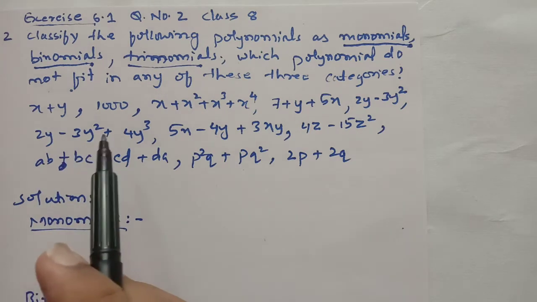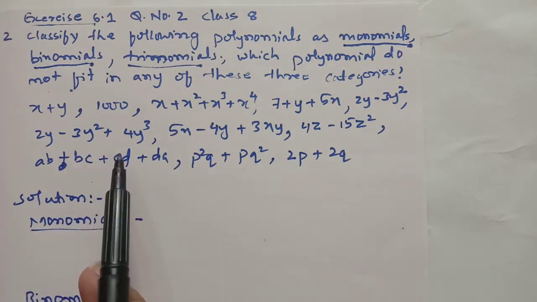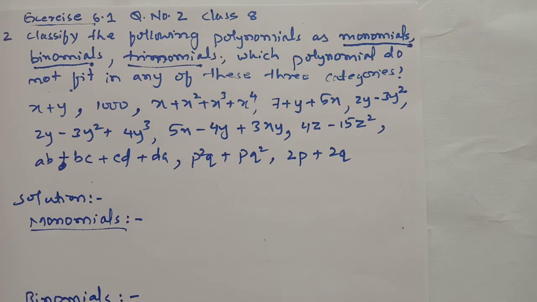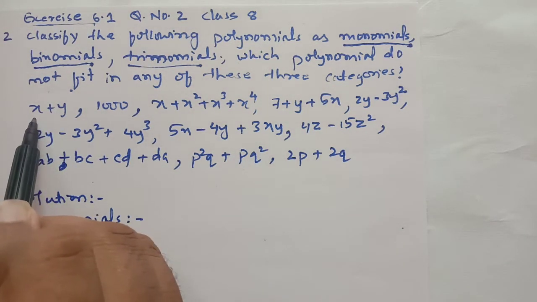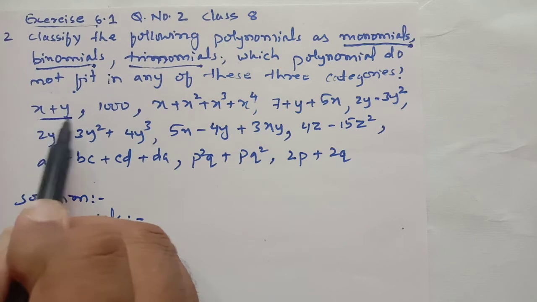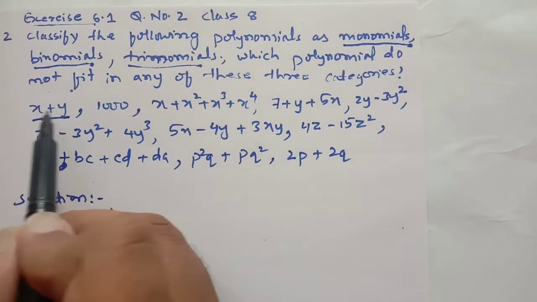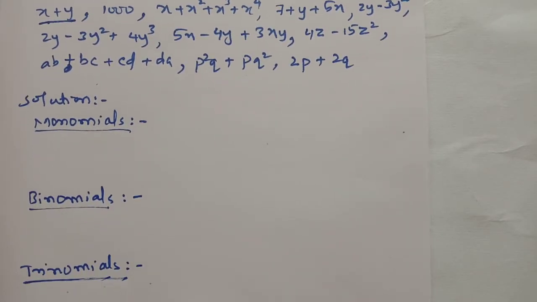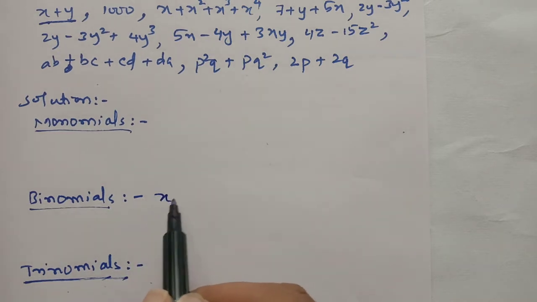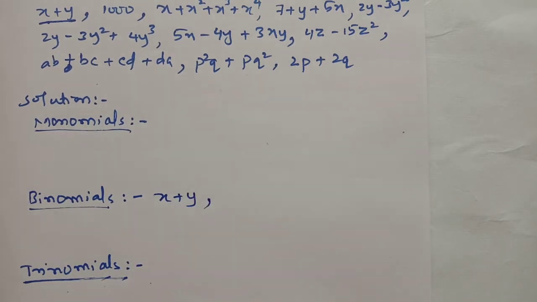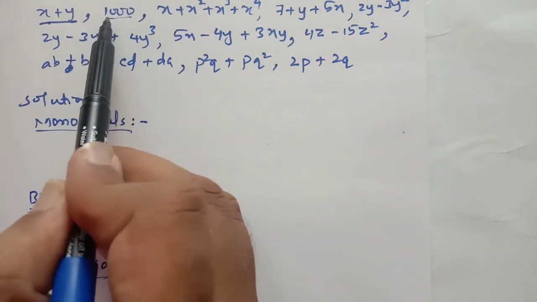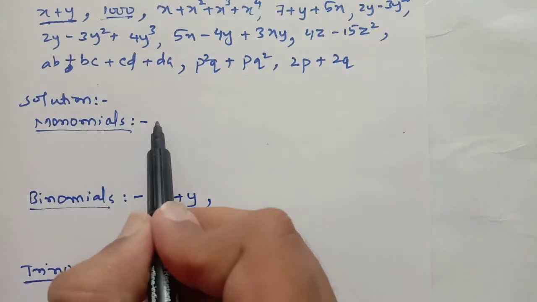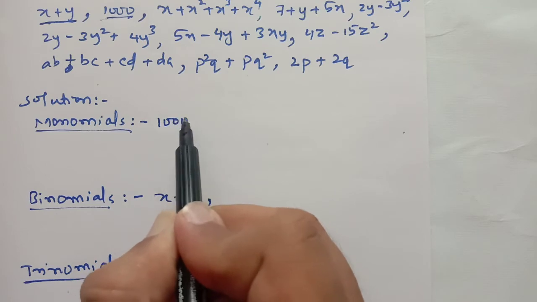Let's see which are monomials, which are binomials, which are trinomials, and which do not fit in these three categories. The first one given is x plus y. Now in this expression we have two terms. It means it is a binomial. So we will write that in the binomial, x plus y. Now next is 1000. Only one term. An expression having one term is a monomial. So this 1000 will come in monomial. We have only one term.